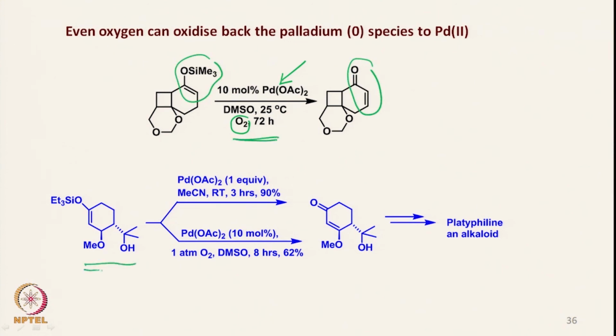Now in this example, the enol silyl ether is already formed here, with palladium acetate at one equivalent. The reaction was done to get to this particular enone. But on the other hand, if one takes 1 atmosphere oxygen and only 10 mole % of palladium acetate, you can get in 8 hours 62% yield, and then that has been converted to an alkaloid. So these are new developments which are replacing the standard benzoquinone co-oxidant with something as simple as oxygen as a co-oxidant.